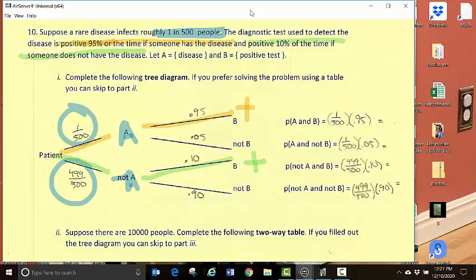So now, I don't really care about all of this, but what this is just telling you is the branches. So, having the disease and getting a positive, you just multiply these two. Having the disease and getting a negative, disease and not positive, is multiplying those two. It's just going down the branches.